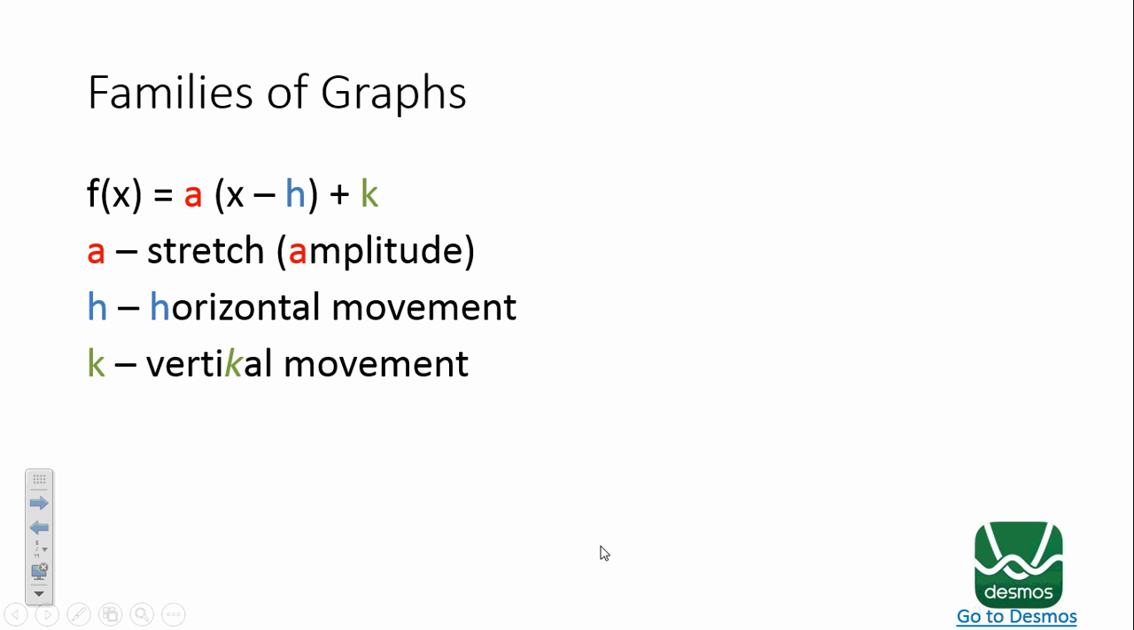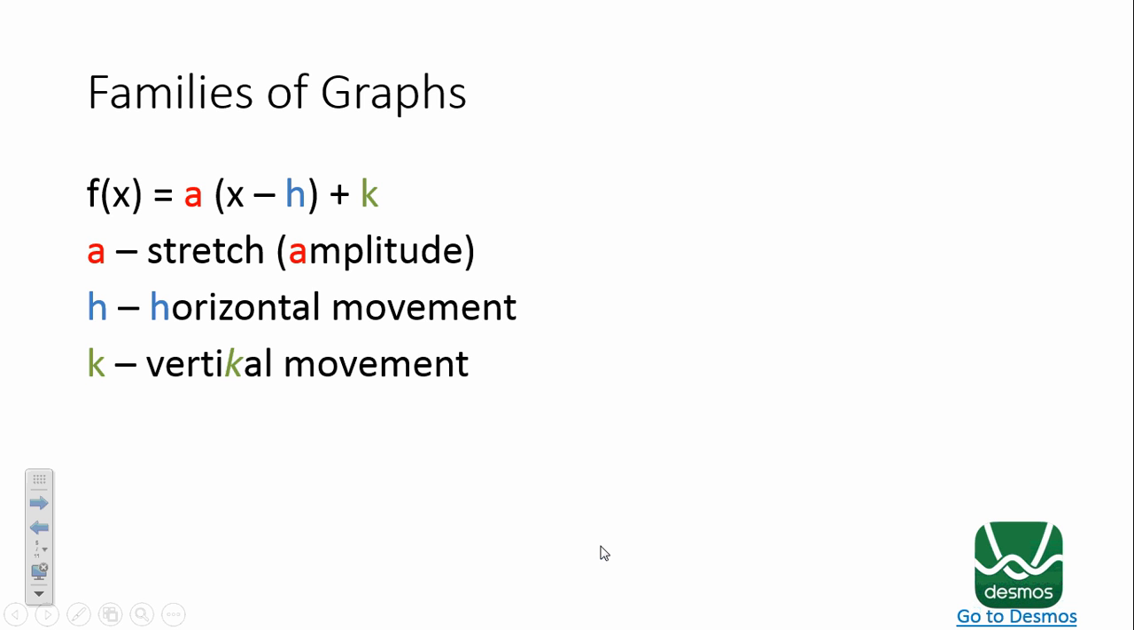A, we always talked about that, how much it stretches it. If it's a number larger than 1, it would stretch it really, really tall. If it's a fraction, it's going to flatten it, right? It's like it's having less slope. We're rising less and running more. Whereas if it's a value bigger than 1, we're rising a lot and running very little. It's also called the amplitude. We'll especially talk about that when we talk about sinusoidal functions.